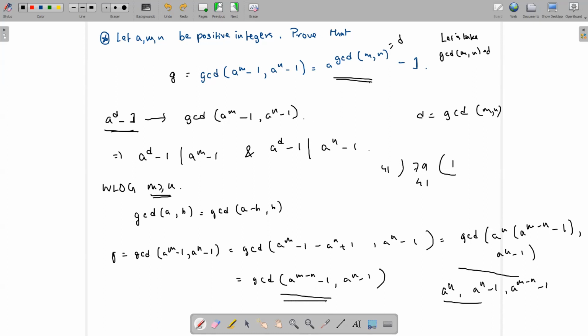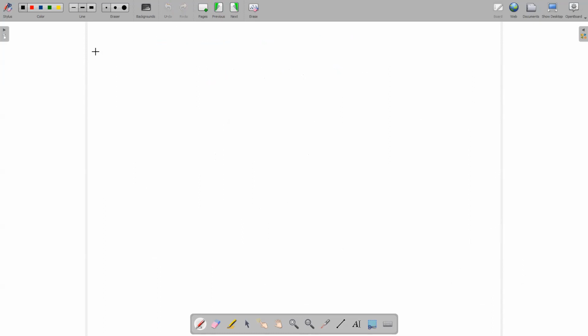So what did we get? We got the GCD of a to the power of m minus 1 and a to the power of n minus 1. This is equal to the GCD of a to the power of m minus n minus 1 and a to the power of n minus 1, right? So now basically we are approaching what Euclid did. Euclid checked whether this is greater than or equal to 0 or not. And if this is greater than or equal to 0 and it is also greater than or equal to n, then we can subtract n once more, right?